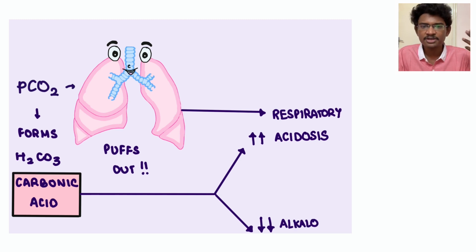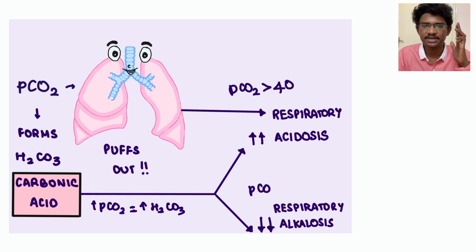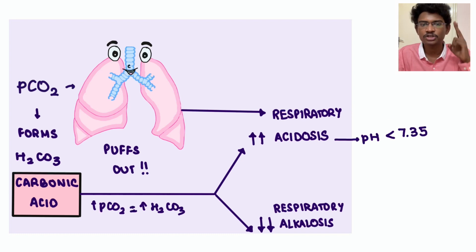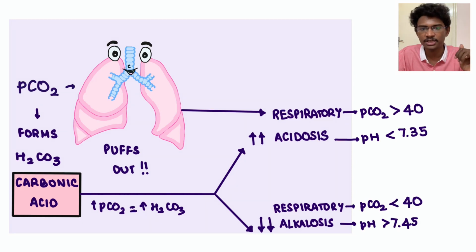Or if due to some respiratory pathology, more puffing out happens of carbon dioxide outside the body, then carbon dioxide PCO2 levels fall low, alkalosis due to respiratory pathology. It is respiratory alkalosis. So instantly after seeing pH, look for the PCO2 values. If it is acidosis and if PCO2 value is more than 40, then it's respiratory acidosis. If pH shows alkalosis and if PCO2 values are less than 40, then it's respiratory alkalosis.